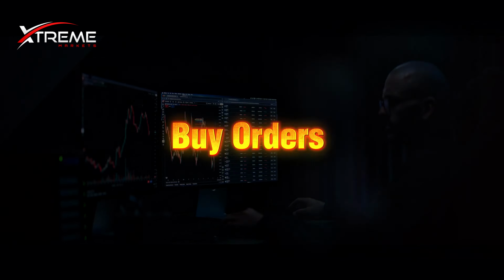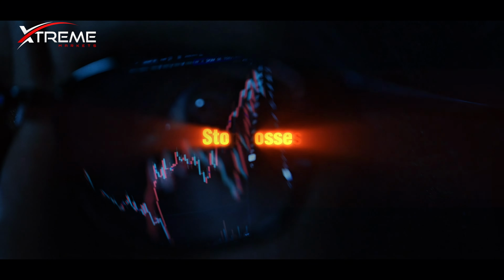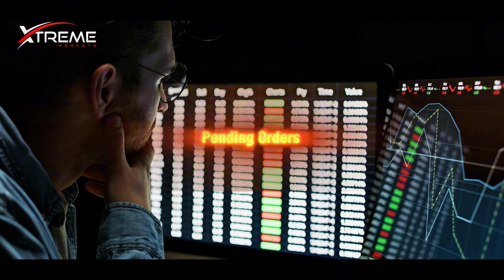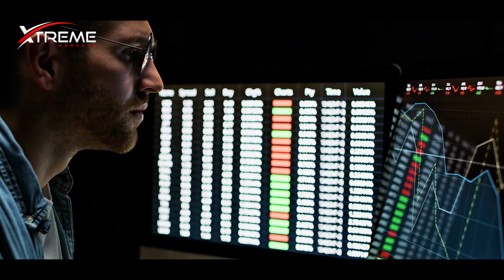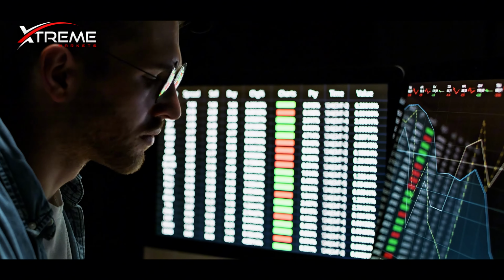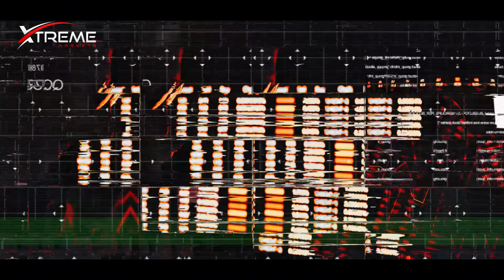Let's make it simple. Liquidity means money waiting in the market. That's it. It's where large orders exist. Buy orders, sell orders, stop losses, pending orders. All of these create liquidity zones. And the market is constantly attracted to them.